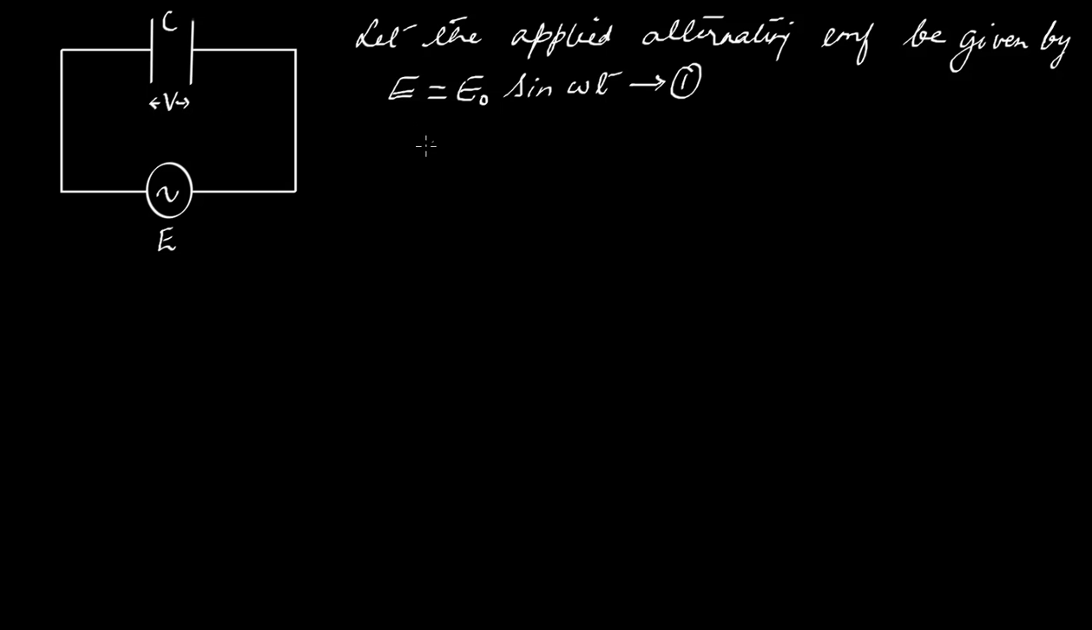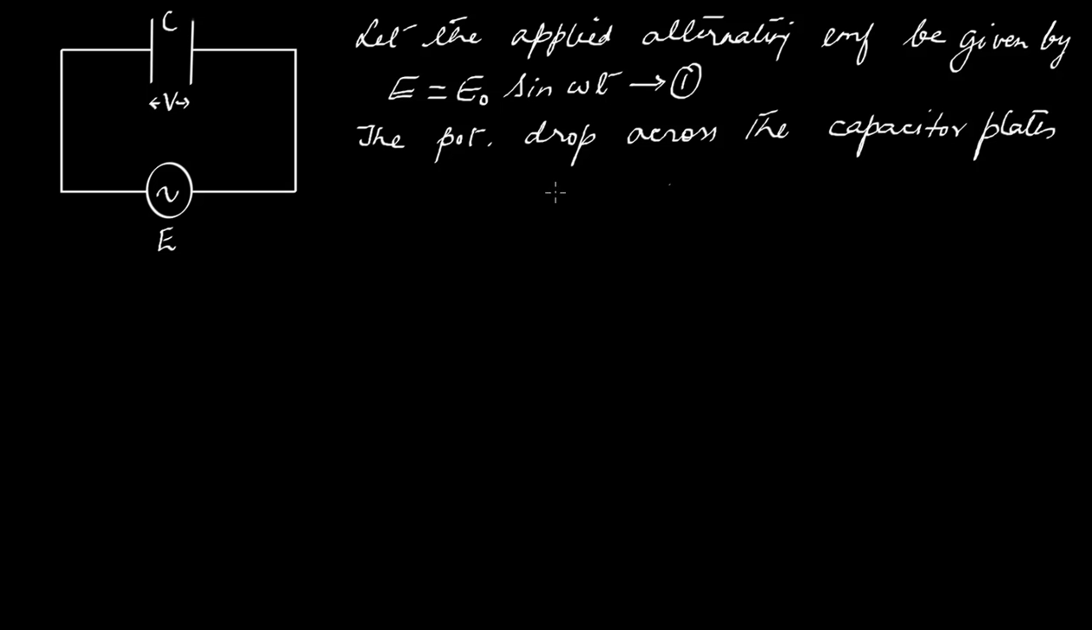Got it? At any instant, the potential difference or the potential drop across the capacitor plates is V, which is equal to Q by C. So from here we have Q is equal to CV. Call this equation 2.